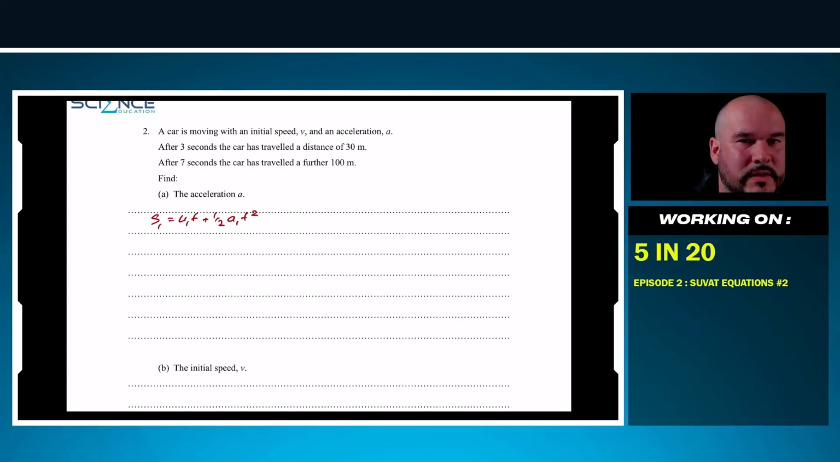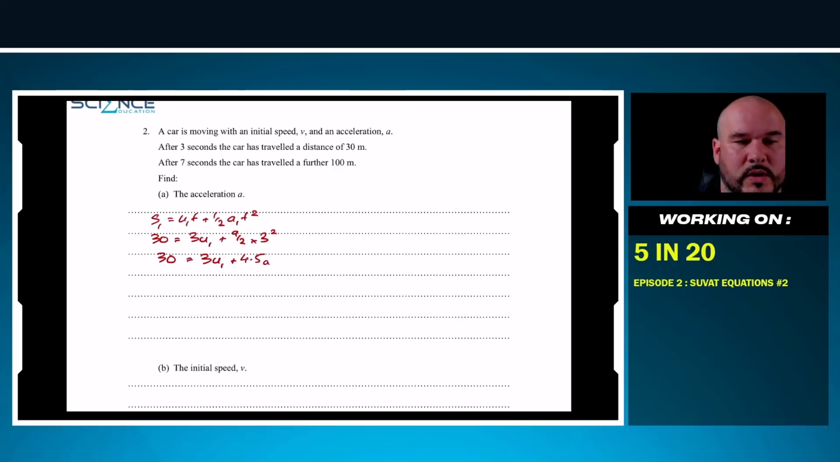Now, the problem with this is we don't know u1, what I've labeled u1 there, which is the initial speed, and a1. We don't know either of those. So let's see if we can do some tricky stuff and try to cancel one of them out. So let's do what we have for the first part of the question. After 3 seconds, displacement is 30. So when t is equal to 3, we have our displacement of 30. Let's just plug those in: s is equal to 30, t is equal to 3.